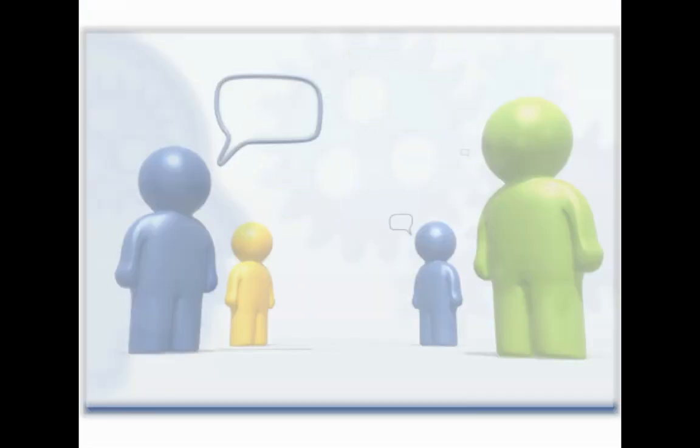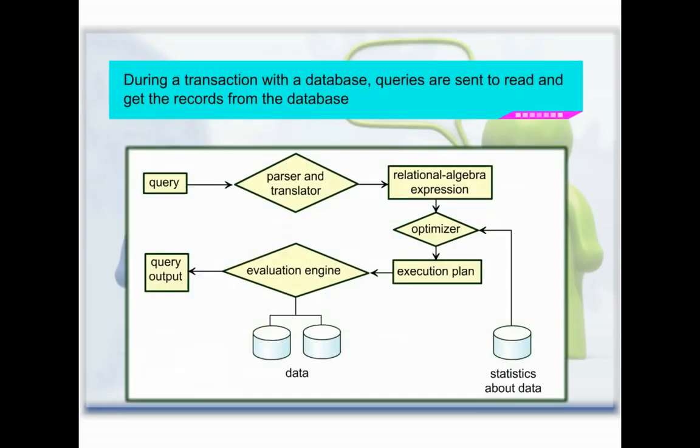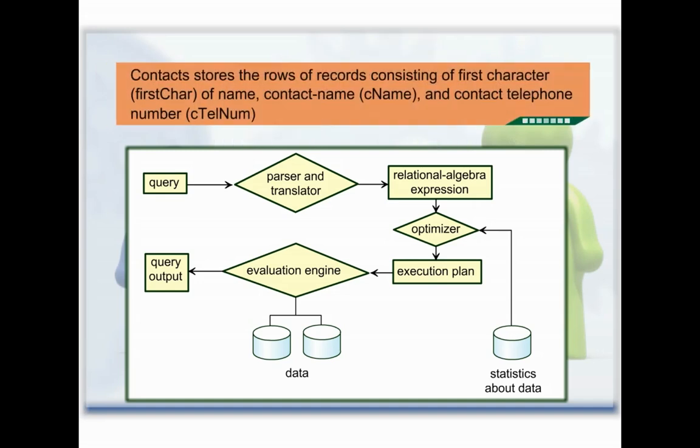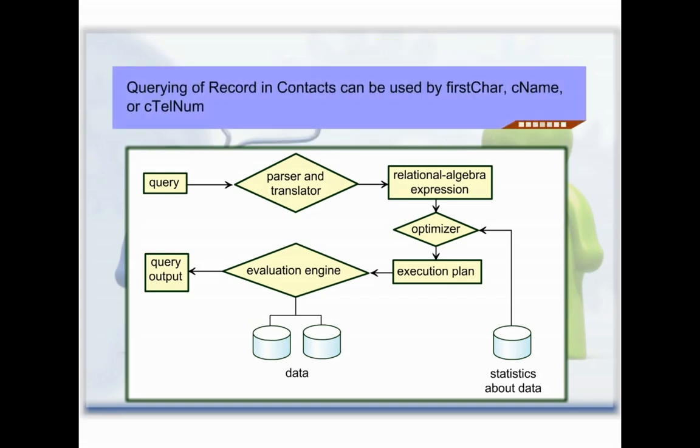Query processing. During a transaction with a database, queries are sent to read and get the records from the database. Consider two sets of database records, contacts and saved numbers. Contacts stores rows of records consisting of first character, first CHAR of name, contact name CNAME, and contact telephone number CTELNUM. Querying of a record in contacts can be done using first CHAR, CNAME or CTELNUM.